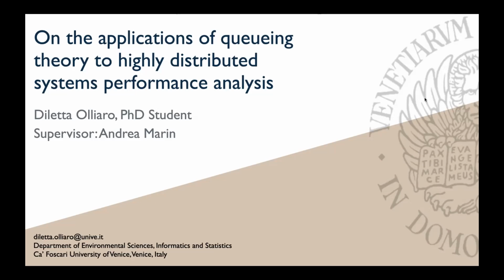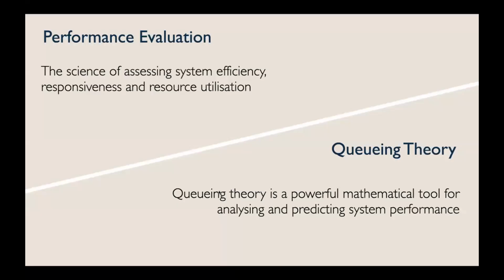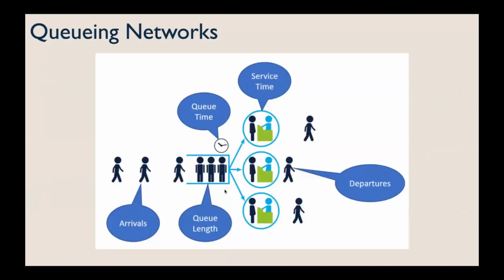I'm going to start by giving some background on queuing networks and queuing theory, and then I'll give a glance at all the research directions I'm currently working on. Performance evaluation is the science of assessing system efficiency, responsiveness, and resource utilization, whereas queuing theory is a powerful mathematical framework for analyzing and predicting system performance.